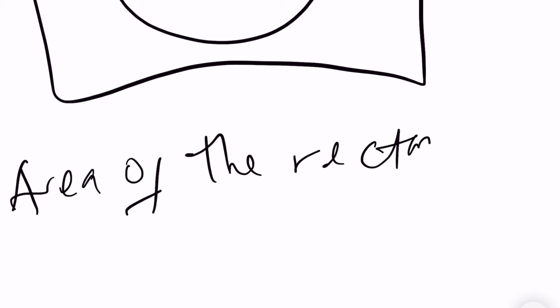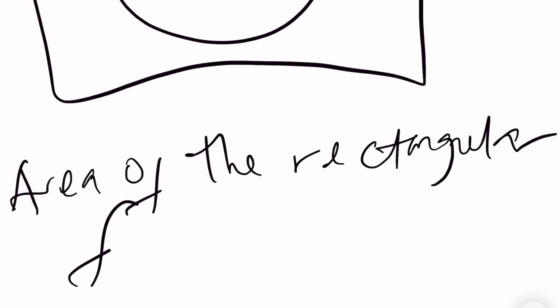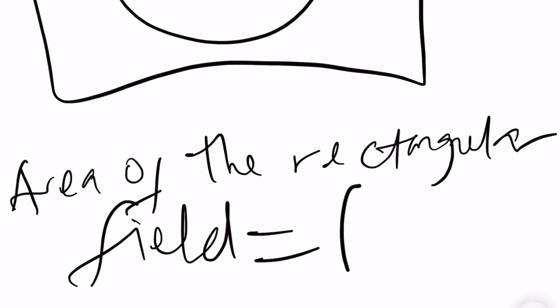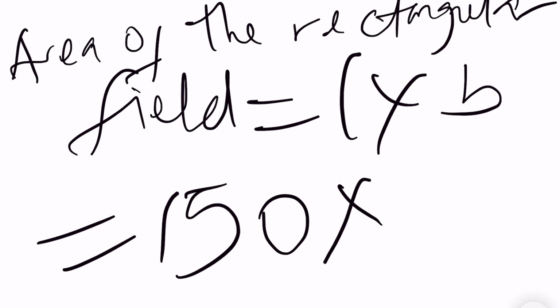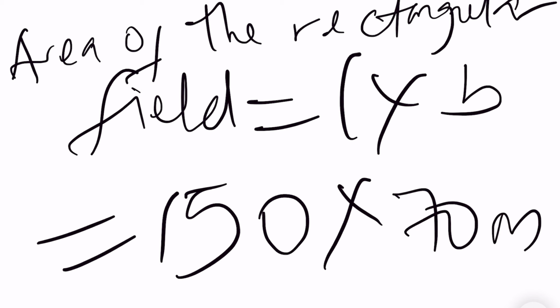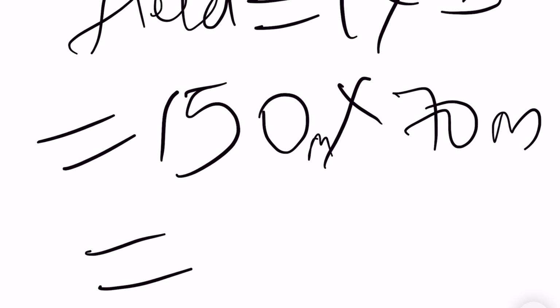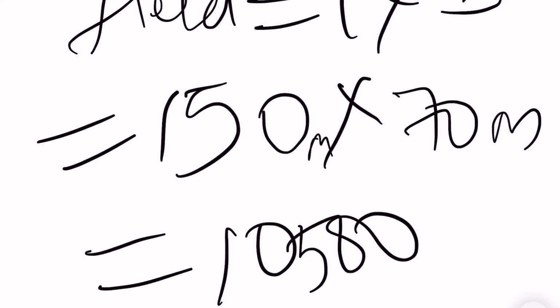So we have the area of the rectangular field to be length times breadth, where we have it to be 150 times 70 meters. So we have this to be 10,500 meters squared.